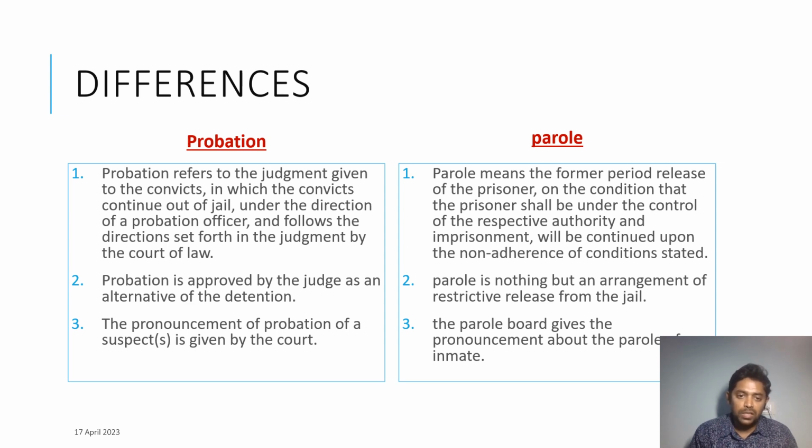Probation is approved by the judge as an alternative to detention. Parole is nothing but an arrangement of restrictive release from jail. Pronouncement of the probation of a suspect is given by the court. The parole board gives the pronouncement about the parole of the inmate.